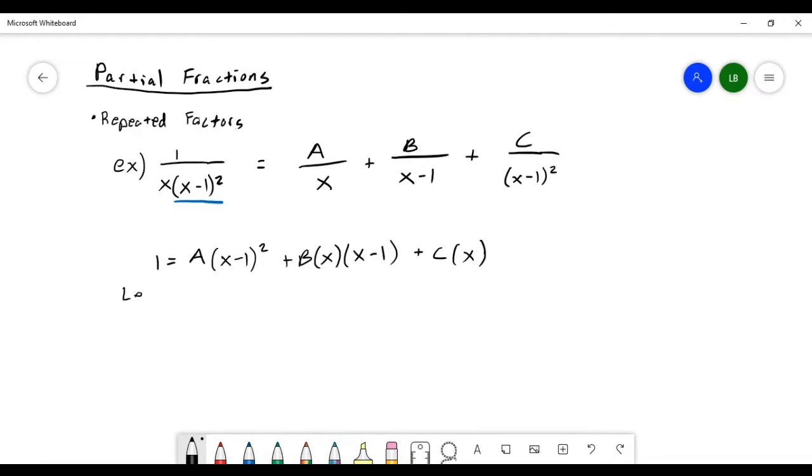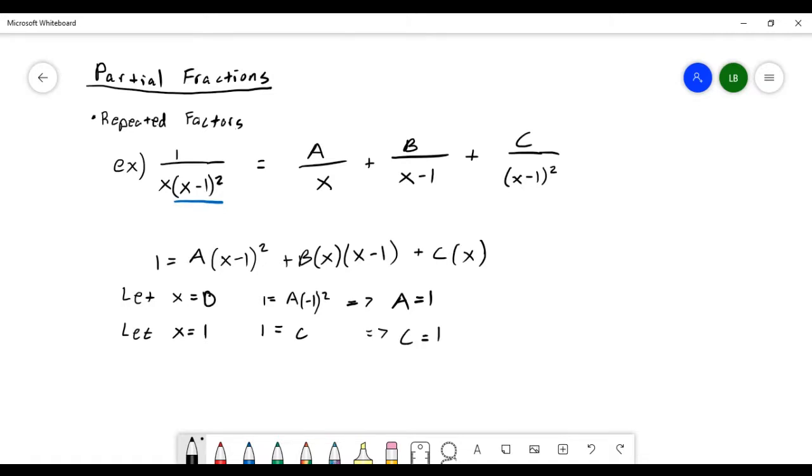Now, we can just plug in values for x. So we'll start by letting x equal 0. Then 1 is equal to a times negative 1 squared. So a is equal to 1. Next, we'll go ahead and let x equal positive 1. Then 1 is equal to 0a plus 0b plus c. So c is equal to 1 as well.